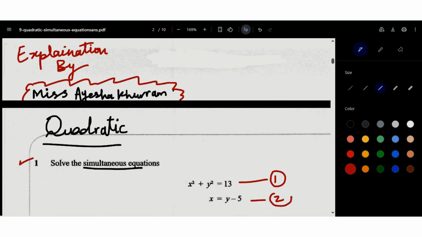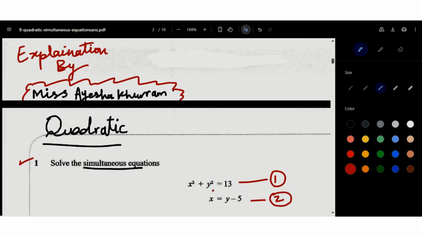I have two equations here. The first equation is very clear. You can see that they have x squared plus y squared is equal to 13, and the second equation is like a linear equation, x is equal to y minus 5. So when we have that type of two equations, we basically use a substitution method. Remember that this topic name is quadratic simultaneous equation. I cannot use the elimination method. I just use substitution. Okay.